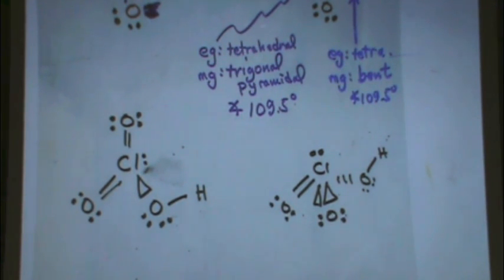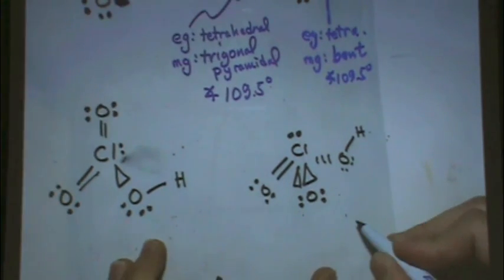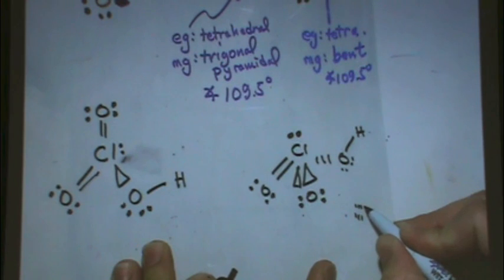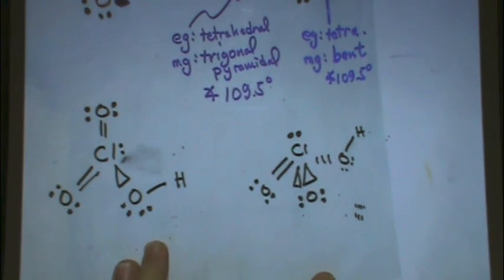Yeah? How would you show the double bond for the dash? You'd make two dashes parallel to each other. Like that.